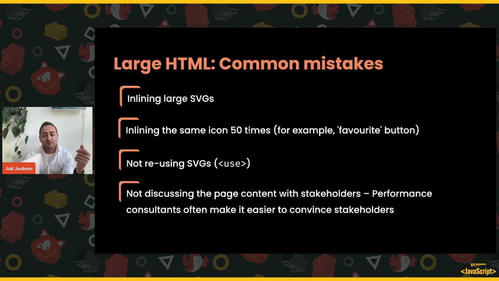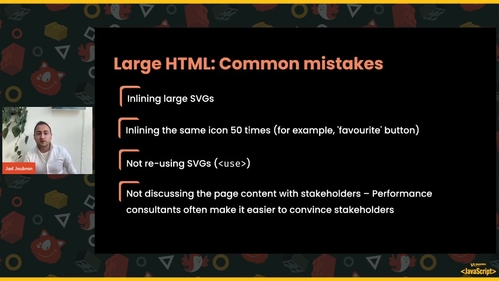The problem you're going to have here is if each favorite icon is 3 kilobytes, you're going to have 50 times 3, that's 150 kilobytes just for one single icon. So it's really unexpected sometimes that you wouldn't think that this small thing could be causing a big performance issue.